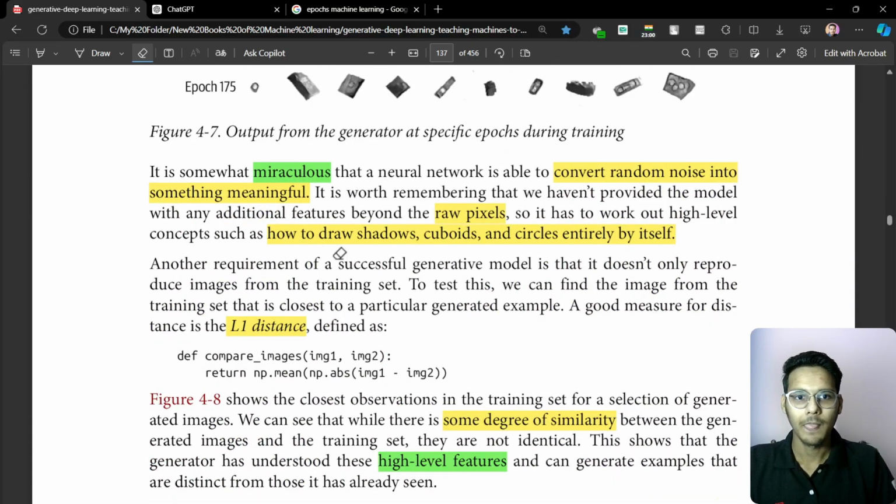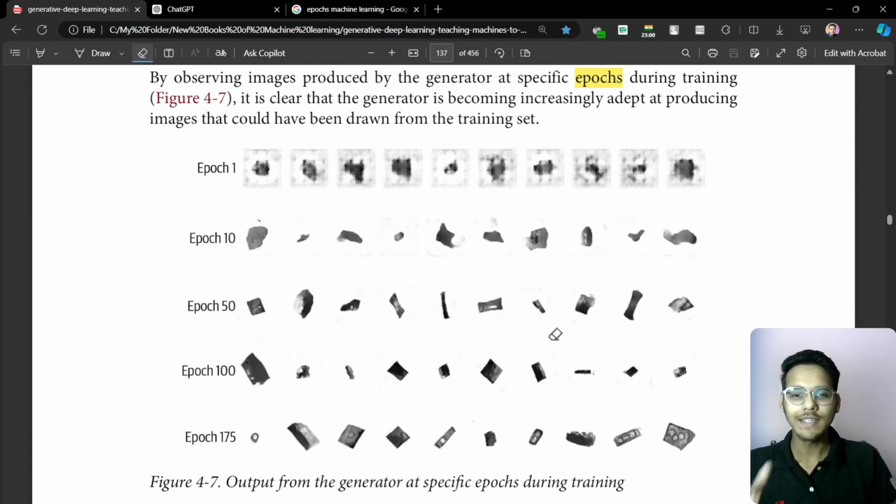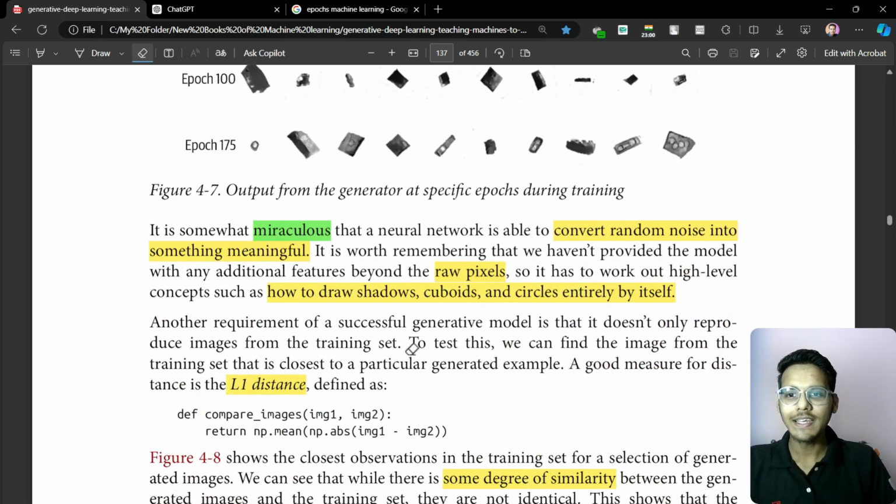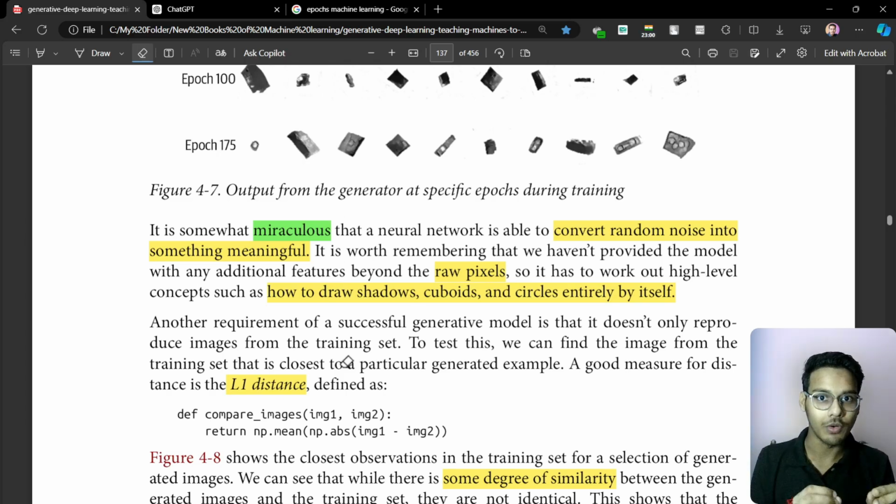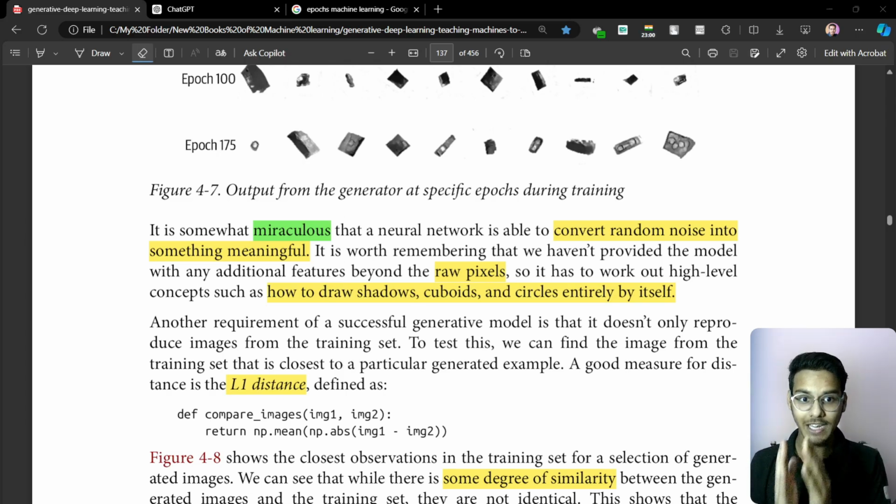You can see this picture. It is somewhat miraculous to see that neural networks are able to convert random noise into something meaningful. That is important, guys. Converting random noise to something meaningful is the most important thing. And it has actually learned from raw pixels how to draw shadows, cuboids, circles entirely by itself. That is the amazing thing about it.